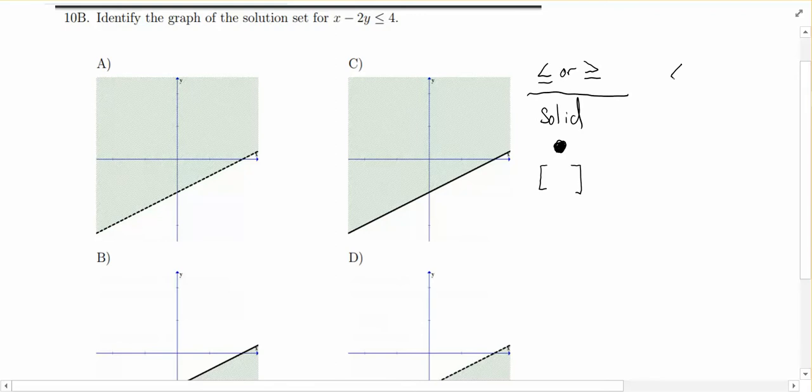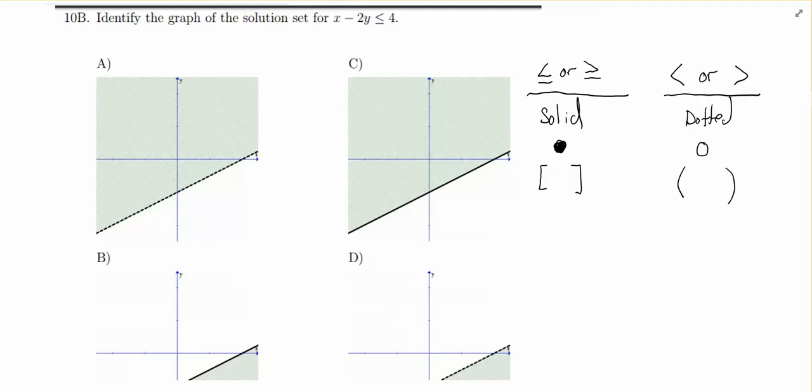Now, if we don't have "or equal to," if we have just less than or just greater than, that's when we do something different to say this point isn't included. We use a dotted line for a line, an open circle on the number line, and parentheses in interval notation. Remember, this gives us the border between the points that work and the points that don't work. Where you're equal is where you change from being less than to being greater than, or vice versa. So that's what determines whether it's solid or dotted.